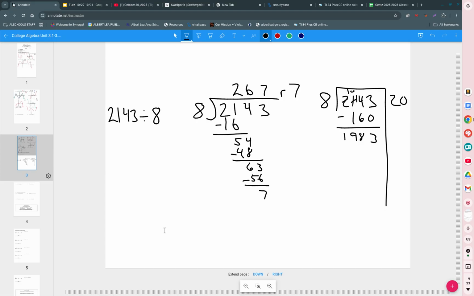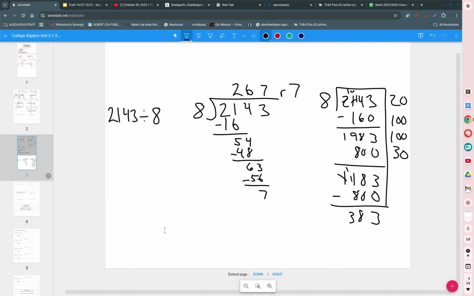Oh, well, maybe it goes in more than that. I'll try 100 times. That will give me 800. I subtract, I get 3, 8, 1, and 1. Oh, I bet it goes in 100 times again. And they subtract 800 again. They get 3, 8, and 3.